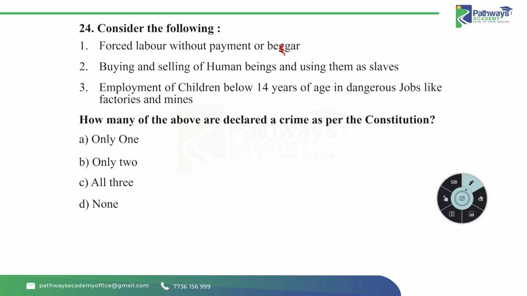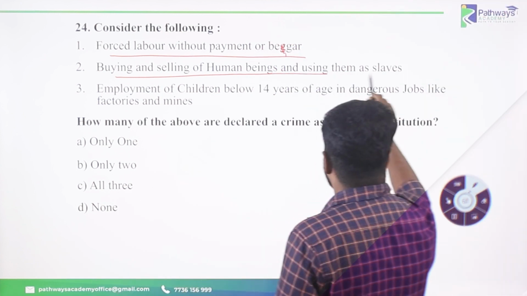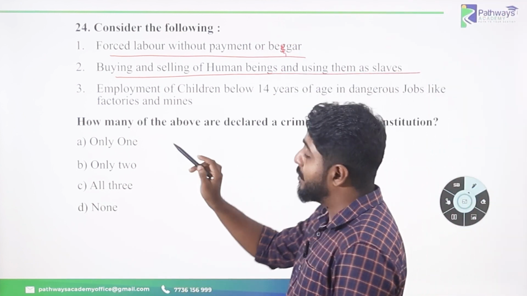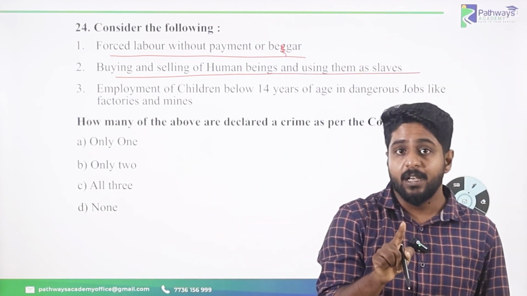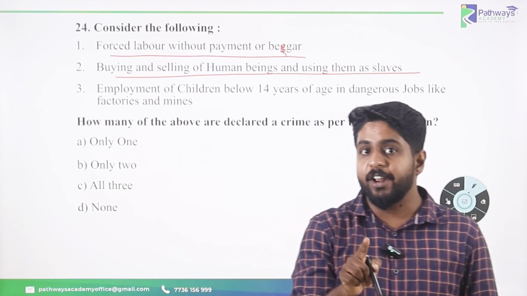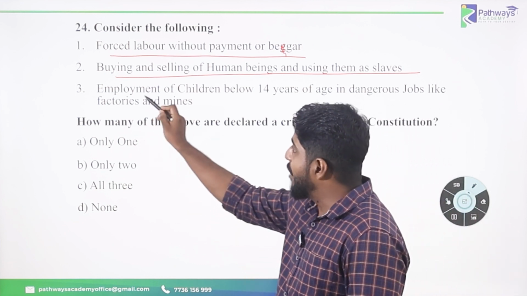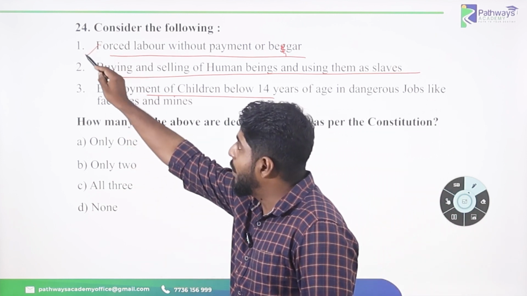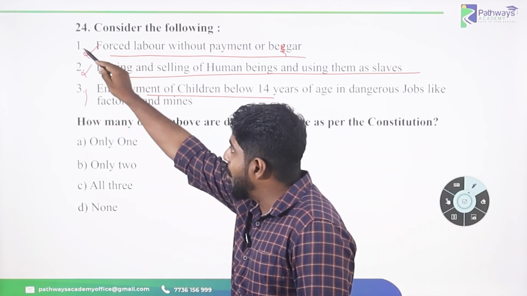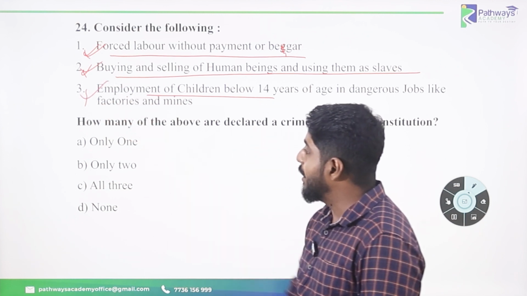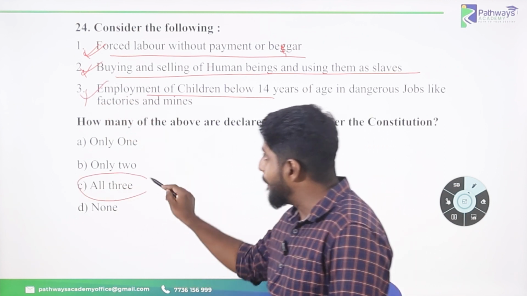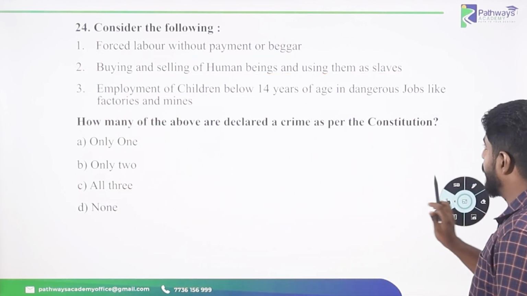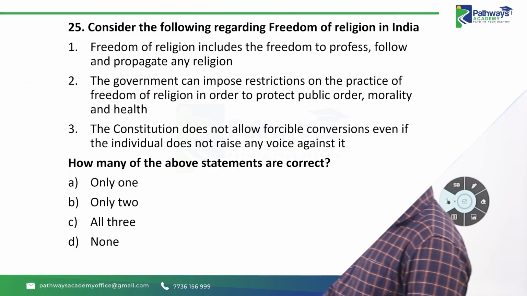Okay. Sir, forced labor is a crime. Begar is a crime. Buying and selling of human beings and using them as slaves is a crime. That is commodification. You are just commodifying the individuals. Crime. Employment of children below 14 years in hazardous activity. Crime. 1, 2, 3. All the above are determined as crime. Fine. The last one. The last question for today.